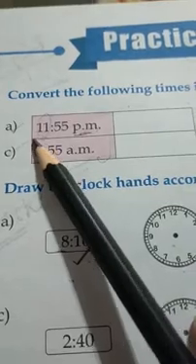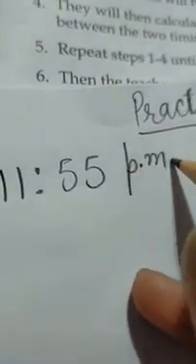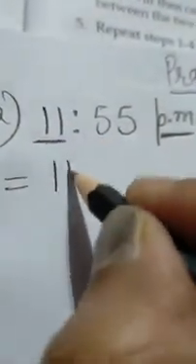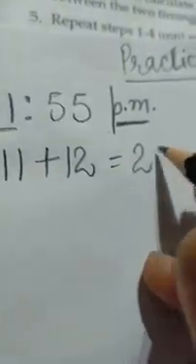In part A, 11:55 p.m. is there. Now, students, how will we convert this into the 24-hour clock? Whenever PM is there, in the hours, here 11 hours, we will add 12, so here we will get 23.